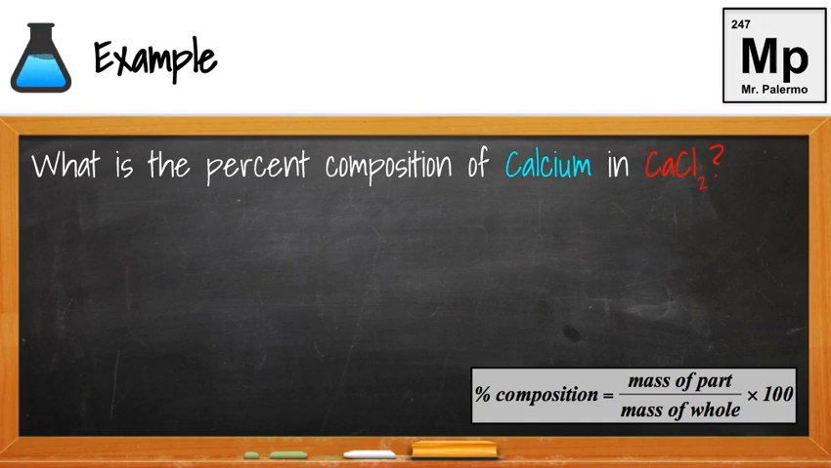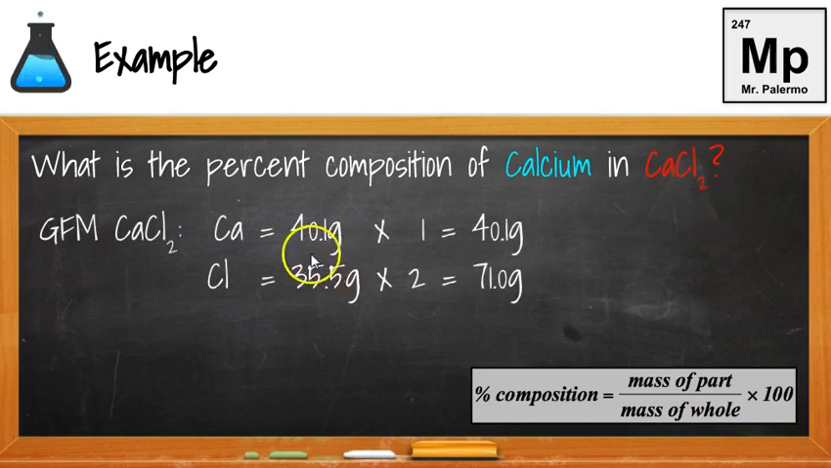What is the percent composition of calcium in calcium chloride? So in this entire substance, I want to figure out what percentage is calcium in that whole thing. So the first thing I have to do is get the gram formula mass of calcium chloride. We look up calcium on the periodic table, round to the nearest tenth, 40.1 grams. There's only one of them in my formula, so it's 40.1 grams. Chlorine, there are 2 of them, and the mass is 35.5 for each, so times 2 gives me 71, and then I add those masses together to get my gram formula mass of 111.1 grams per mole.